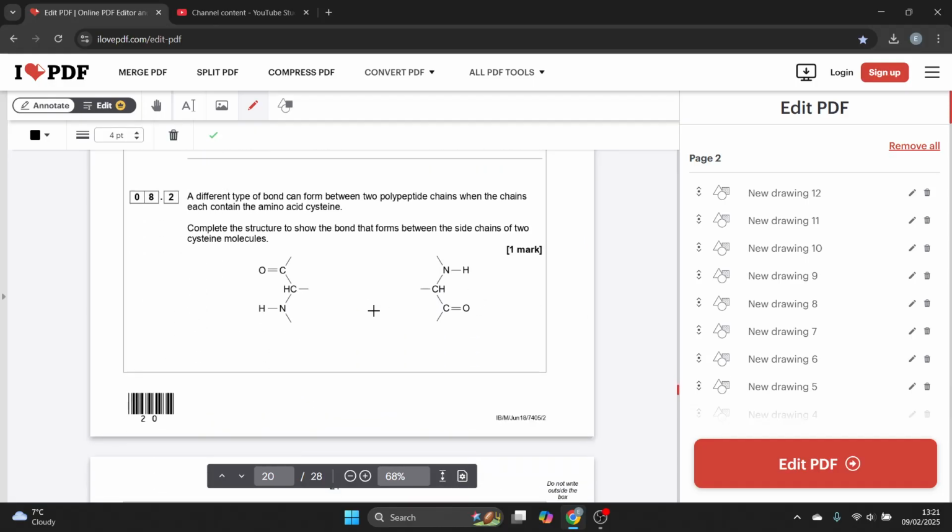Complete the structure to show the bond that forms between the side chains of 2 cytosine molecules. So I've got HC, and then I've also got CH2, cytosine. No, cytosine.